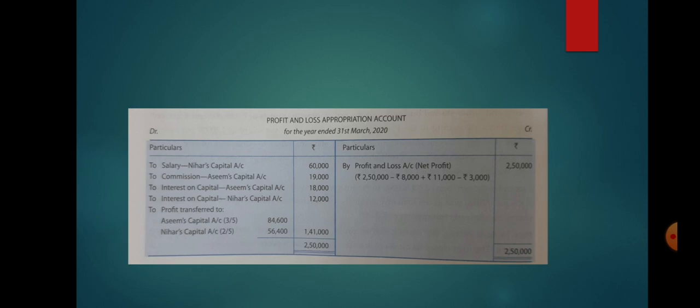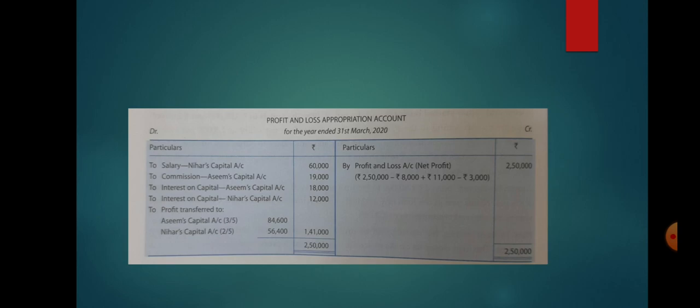2,50,000. Now dear students, all the items which were debited to profit and loss appropriation account are now posted into the debit side of this account. That is salary to Nihar capital, you see that is 60,000, commission to Asim capital, then interest on capital to both the partners, that is interest on Asim capital, interest on Nihar's capital.